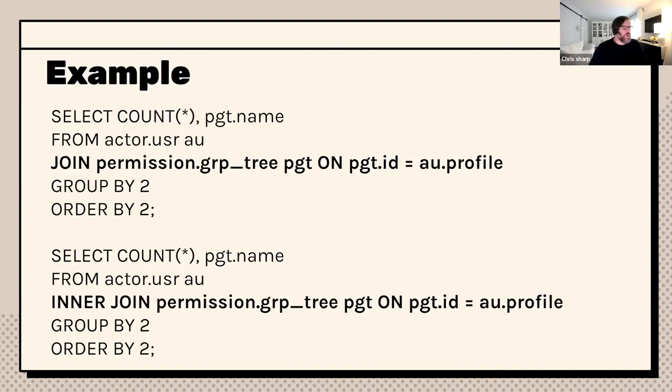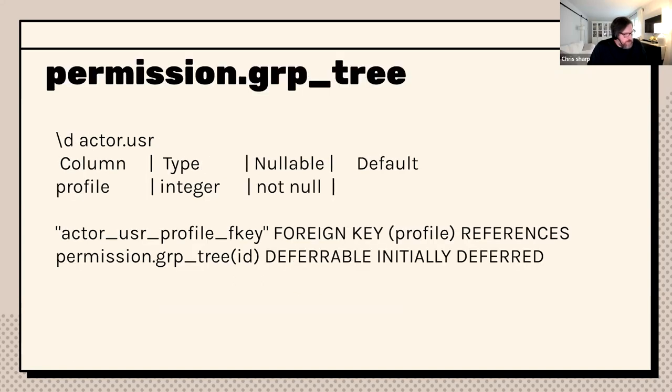Right, and the key part of knowing that you want an inner join is that not null field, and that basically means you're working with data that has to be there. Like, you know, a person may or may not have certain fields in their user profile, but the profile has to be there. And so you're right, safe to use an inner join.